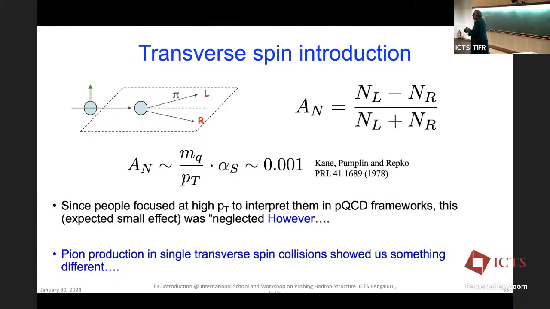QCD didn't exist. Hadron structure was barely known. So experimentalists and theorists didn't know how to interpret them. There was one group of experimentalists who were making these measurements continuously in those 20 years. But the entire community ignored it because they didn't know how to incorporate that. So transverse spin physics got a bad reputation in the 80s and 90s because there were some experiments that were wrong, but mostly it was right, and people just ignored it, in my opinion.